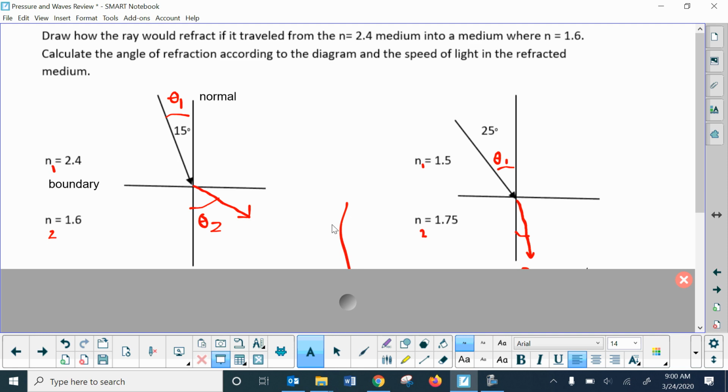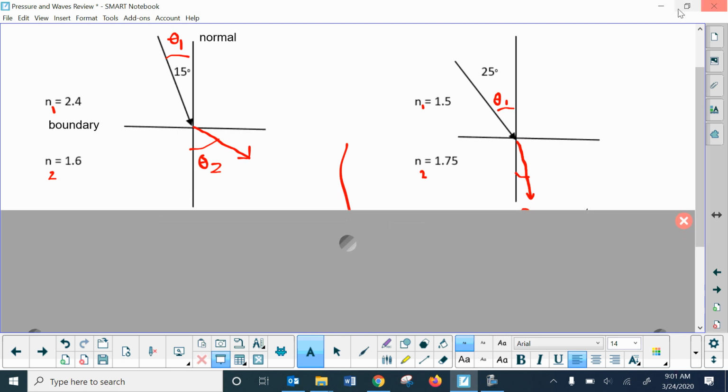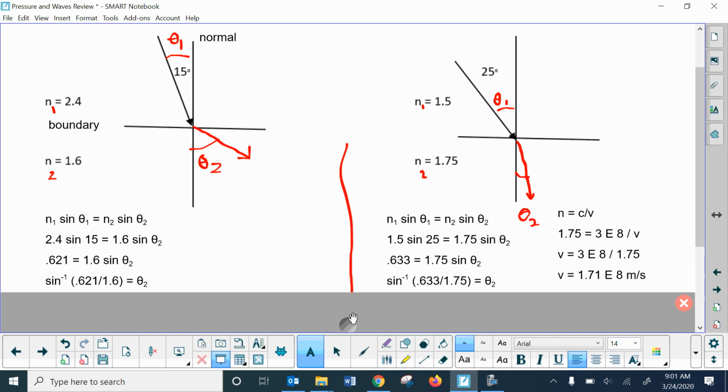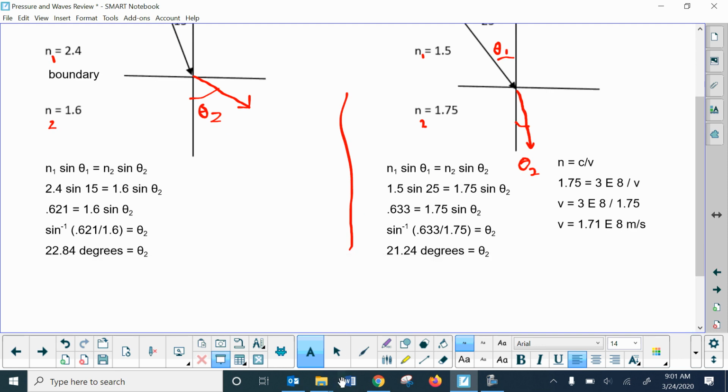So still sticking with this one over here on the left, well, I guess I'll talk about the one on the right because they're going to show at the same time. So the one on the right over here, different scenario, different indexes. Instead of going from a more dense to a less dense, it's going from less to more. So it's going to slow down as it enters the second medium, and that's going to make it bend towards the normal. So I really just do the same equation twice with different numbers, and you can see the different answers here. But I just use Snell's law for the first part.